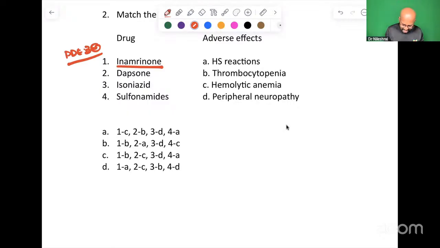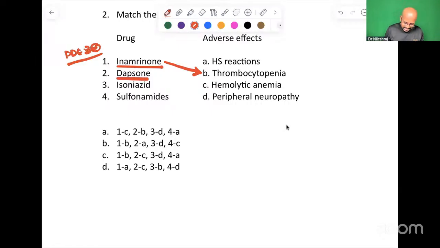Why? Because inamrinone is associated with thrombocytopenia, fatal thrombocytopenia. And of course, these phosphodiesterase 3 inhibitors also might induce the patient to develop arrhythmia. That's the reason why inamrinone, or even milrinone, is not preferred for chronic heart failure. It is used only for acute heart failure.